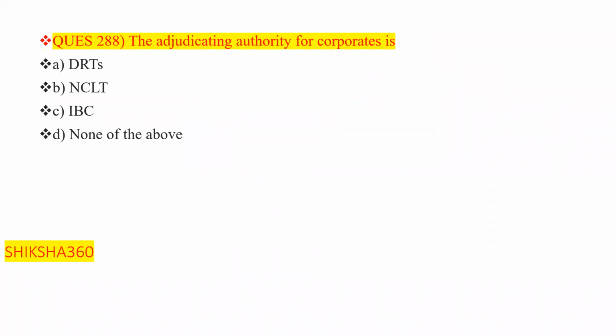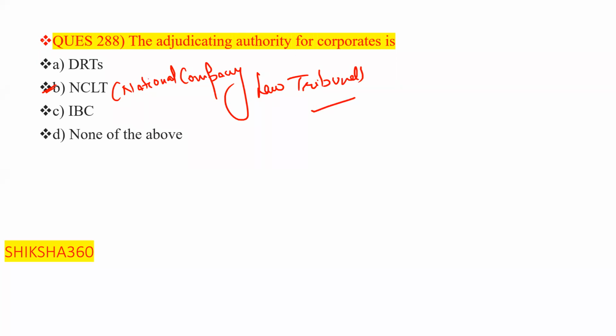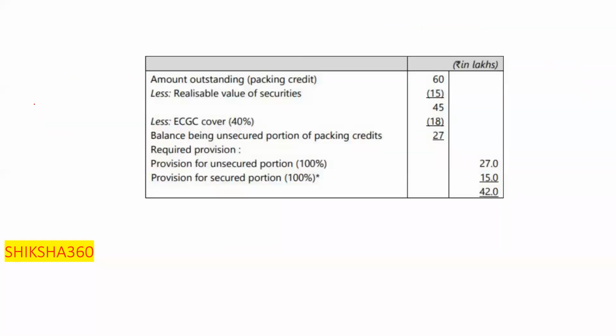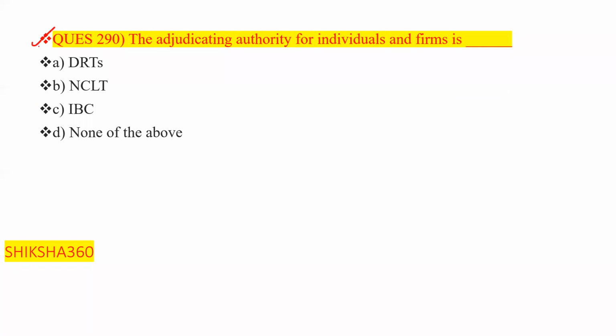Now move to the next question, 288. The executing authority for the corporates: DRT, NCLT, IBC, none of the above. The executing authority for the corporate is the National Company Law Tribunal. So our answer is NCLT, National Company Law Tribunal.